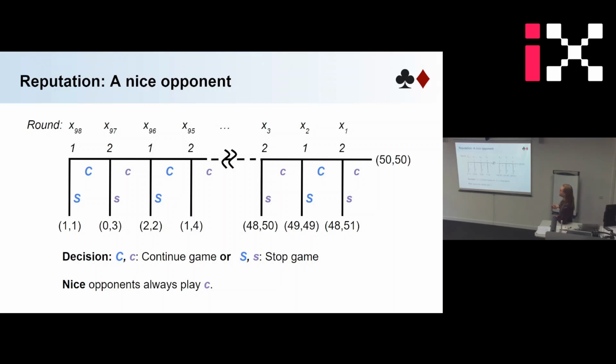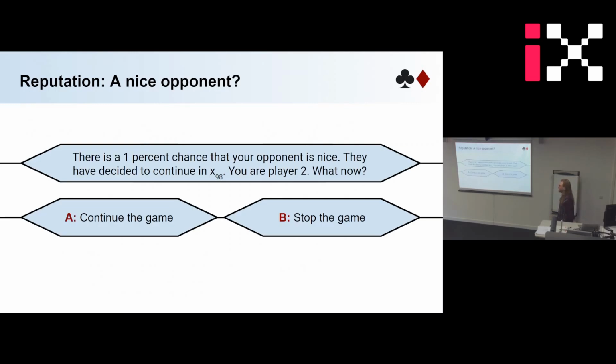And if you played a nice player and you were player 1, it would be straightforward what to do. You just continue the game because you know they will always continue the game, right? Now, instead, what we're trying to say is you are player 2. You are not player 1 anymore, you're player 2. And the other player has decided to continue the game. That's the only thing you know. They have decided to continue the game in the first round. It's now the second round.